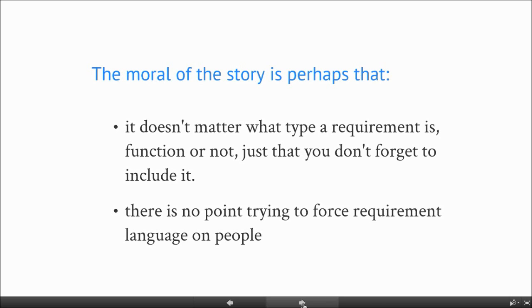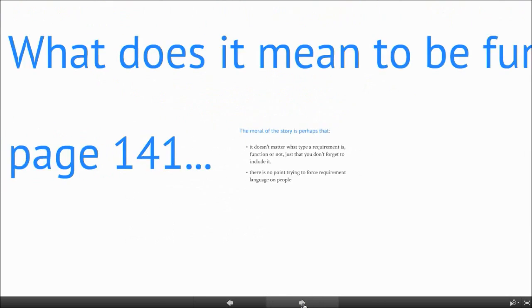In this industry, if you want to be successful, you need to adapt to who your client is. And you fill in the gap. Don't expect them to fill in the gap. And one way we do this is by not forcing the requirement language on our clients.